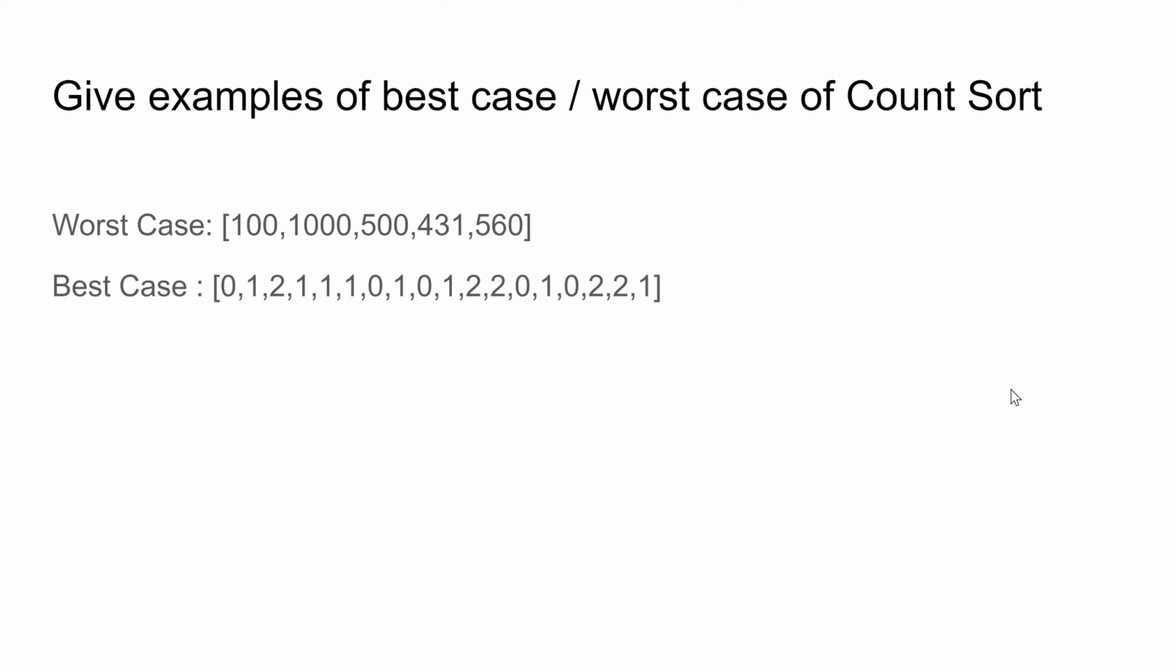Give examples of best case and worst case for count sort. 110, 500, 431, 560. Best case is 0, 1, 2, 1, 1, 0.